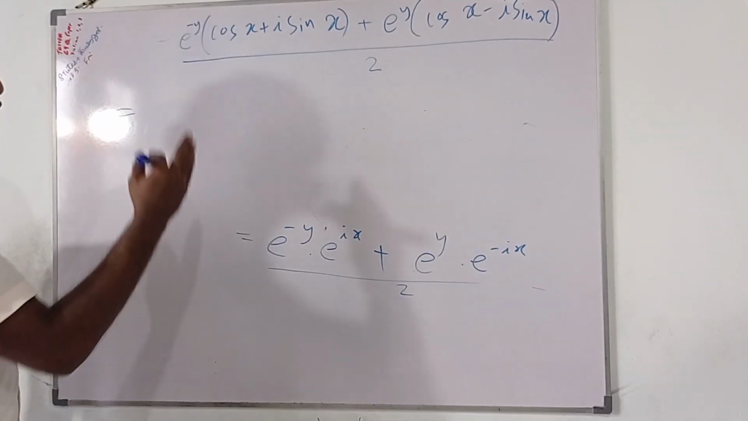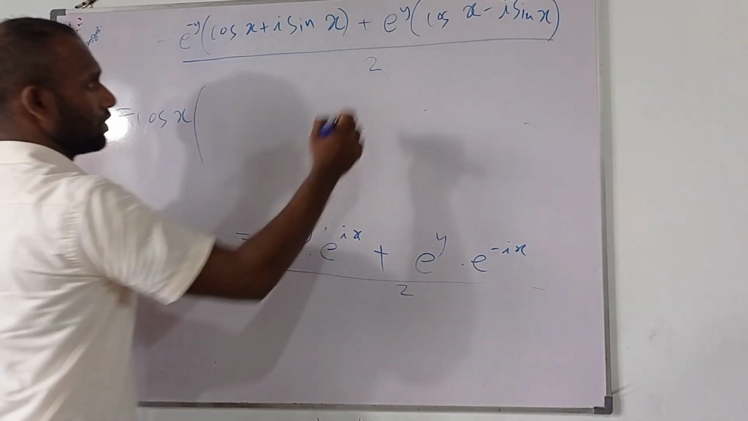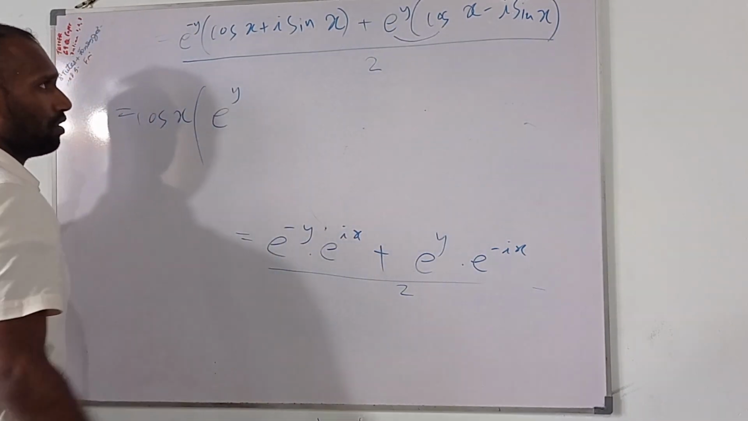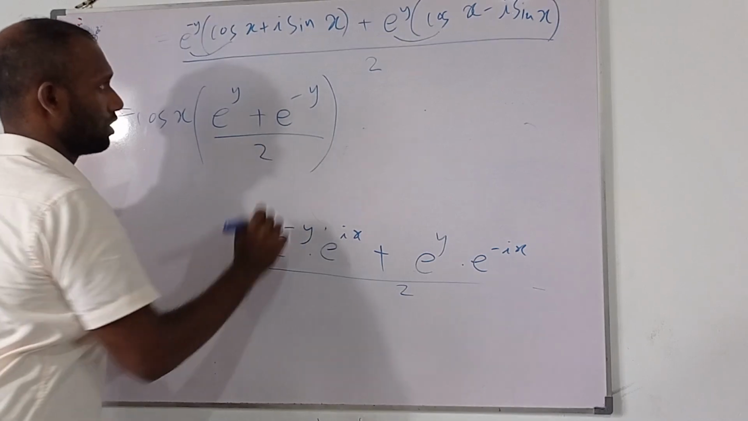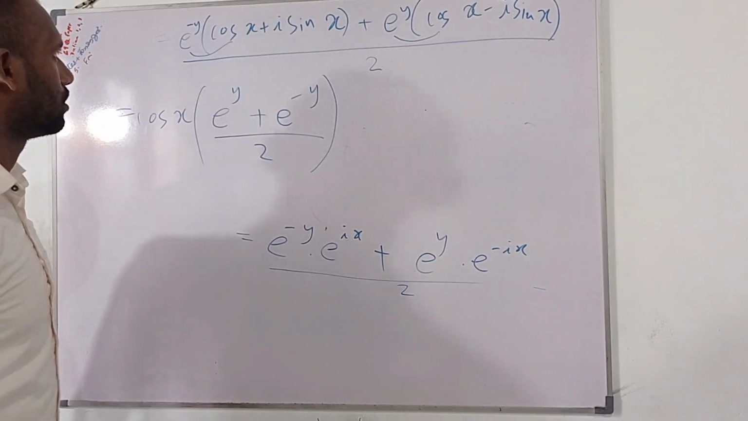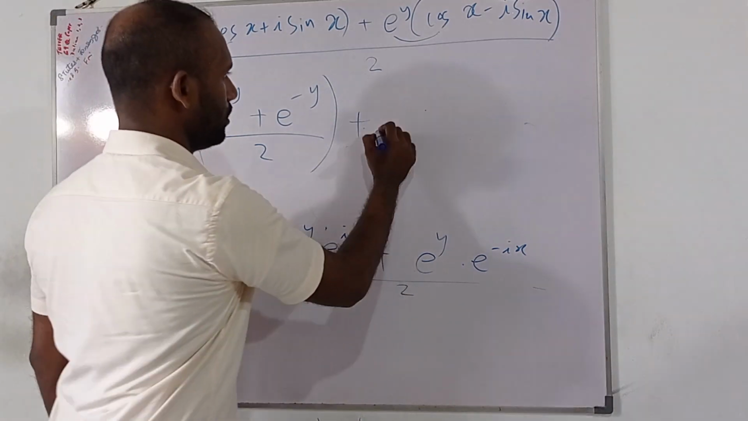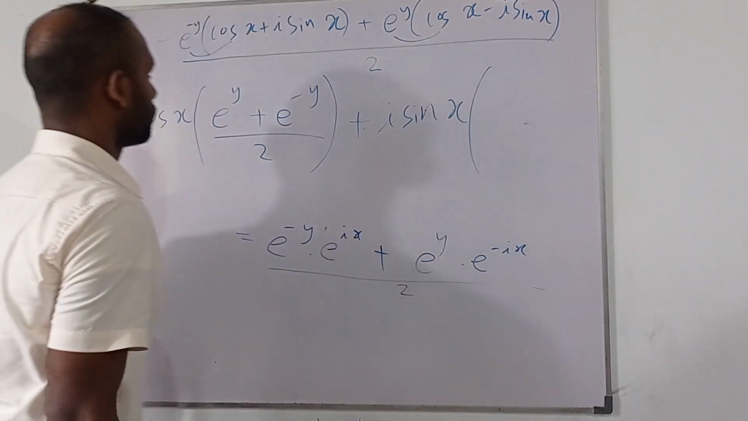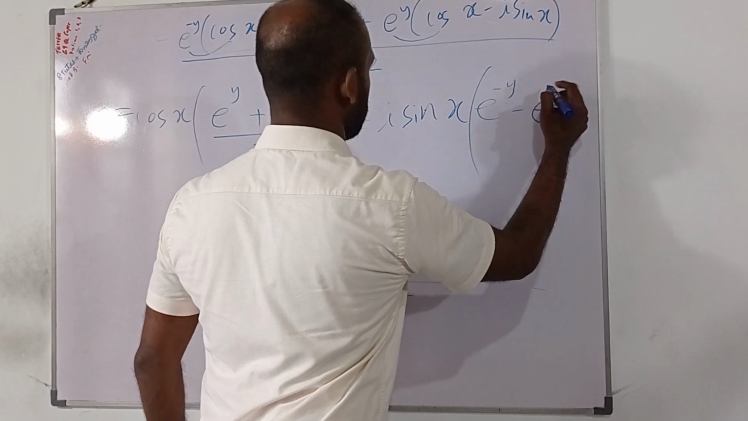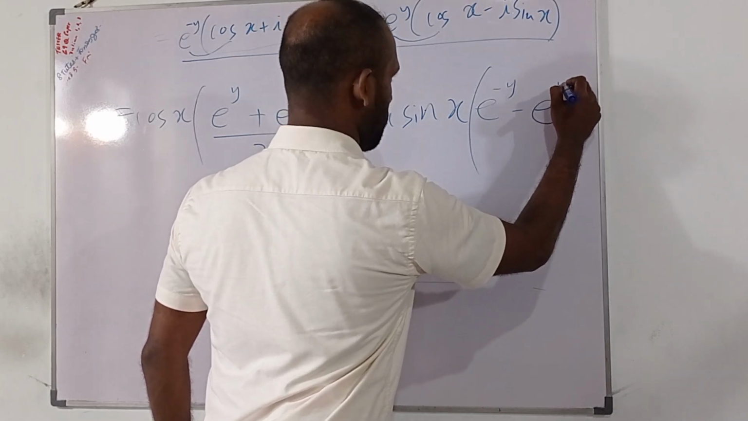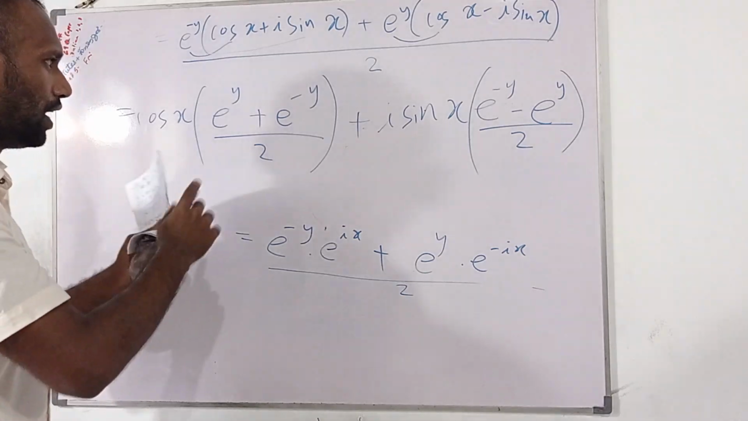So taking cos terms out, cos x times (e to the power y plus e to the power minus y) over 2, plus taking i sin x terms out, you get this.